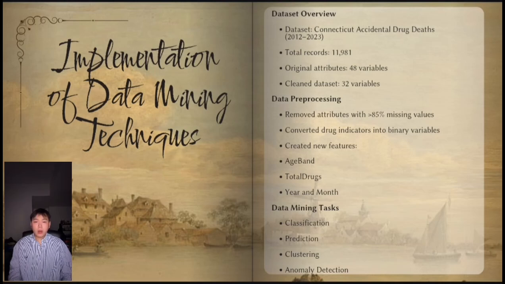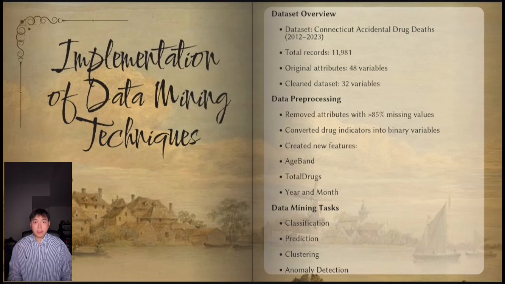In this project, we applied several data mining techniques to analyze the accidental drug-related death dataset from Connecticut between 2012 and 2023. The dataset contains 11,981 records, and each record represents one fatal case. The original dataset included 48 attributes such as age, sex, race, location, and substances detected in the toxicology report.